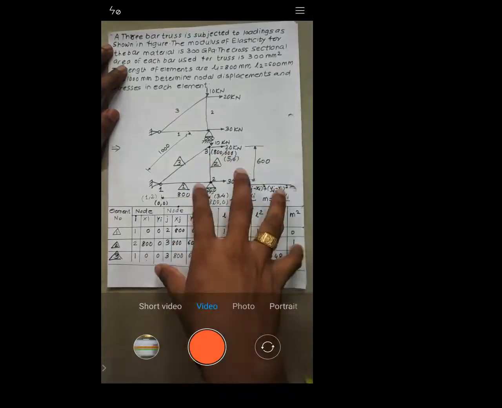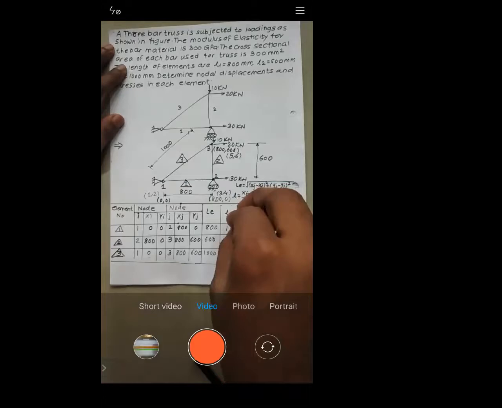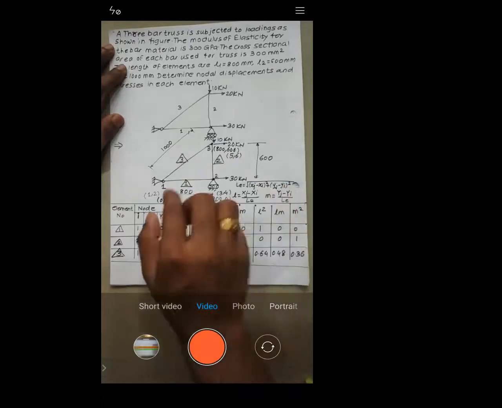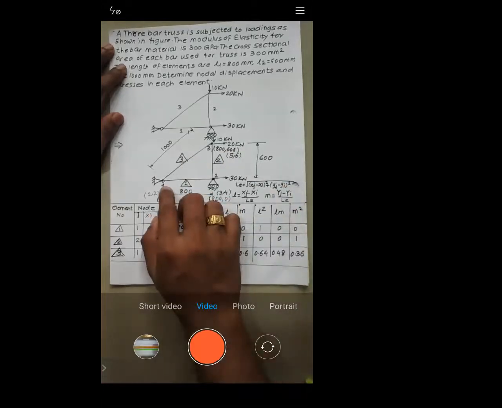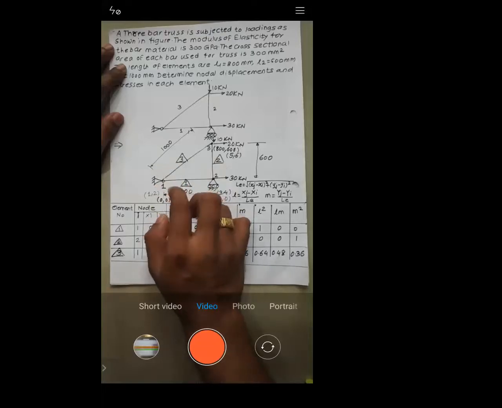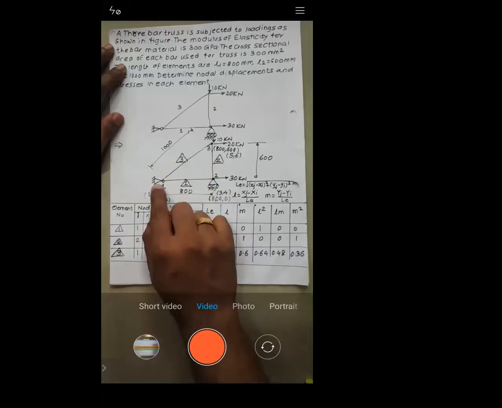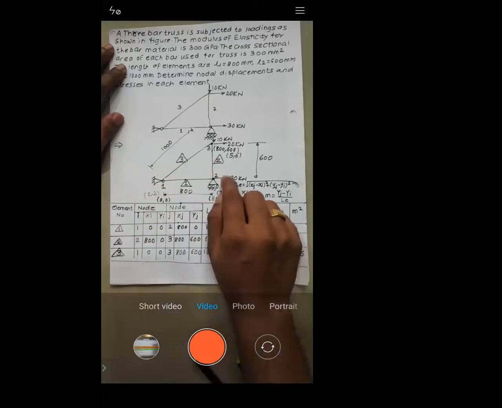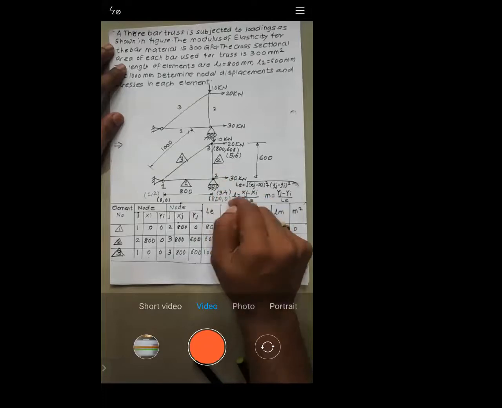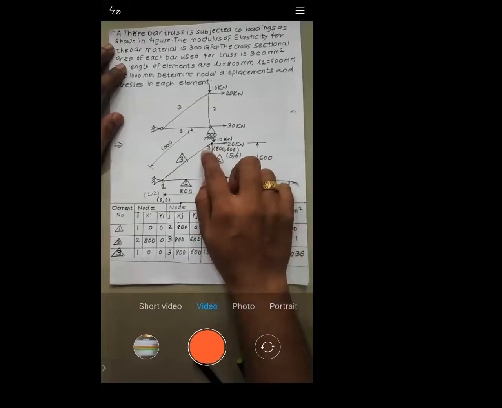So this problem belongs to truss. Each node will have 2 degrees of freedom. Each node can move in the horizontal direction as well as in the vertical direction. So node 1 will have 2 degrees of freedom, 1, 2. Next, node 2 again will have 2 degrees of freedom, 3, 4. And node 3 will again have 2 degrees of freedom, 5, 6.